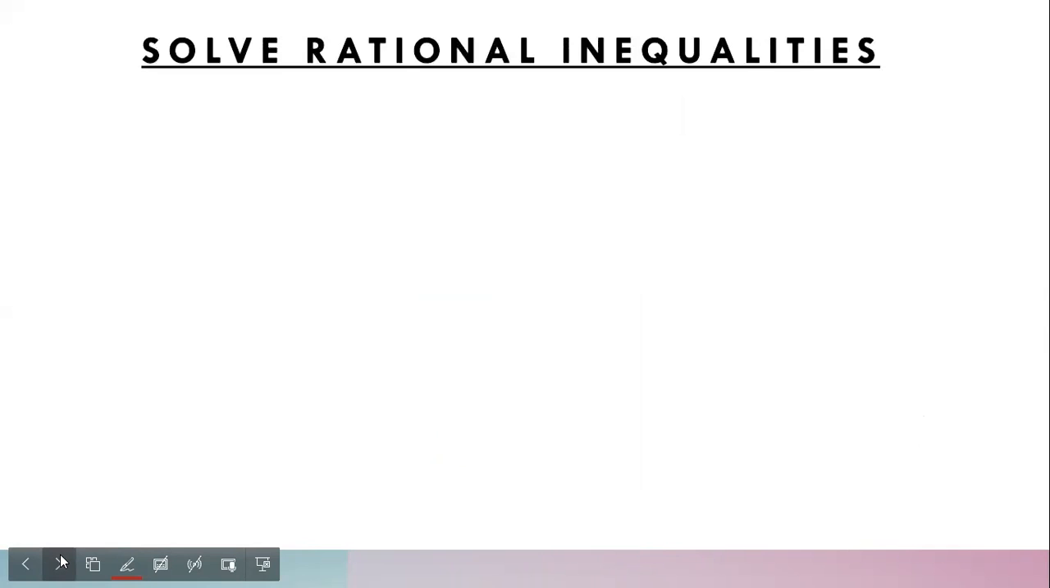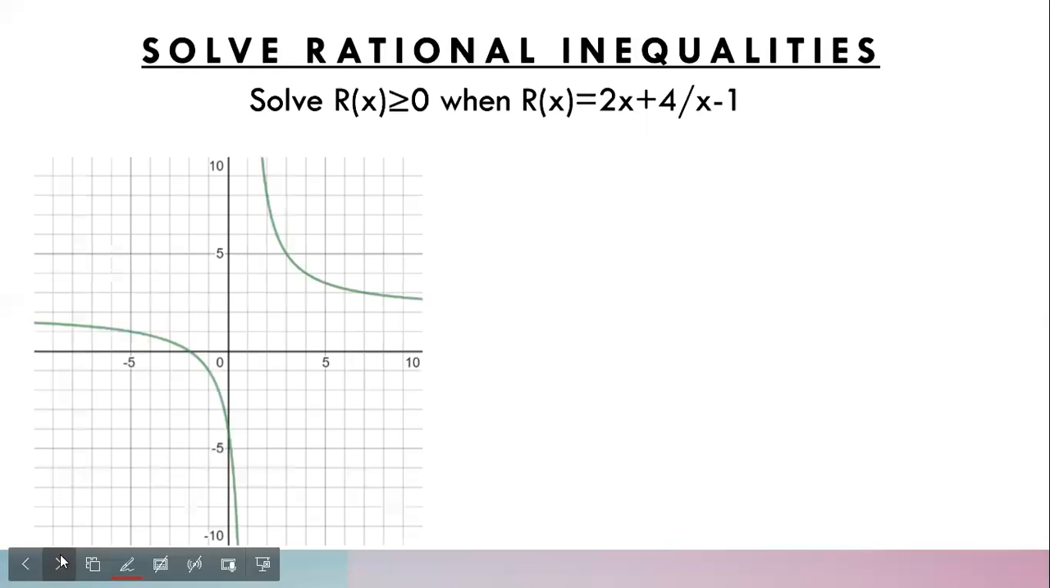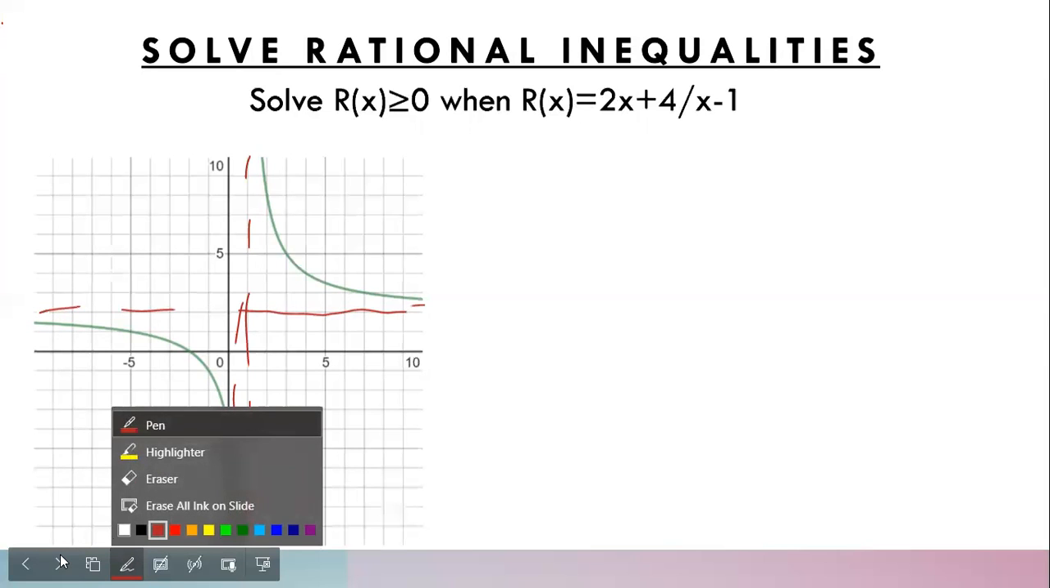And then finally, we have solving rational inequalities. So we're going to solve for when r of x is greater than 0, where r of x equals 2x plus 4 divided by x minus 1. So this is the inequality we're given, and when solved, we know that our asymptotes will be x equals 1, so here, sorry for the crooked line, and then y equals 2, so here. That should be broken up a little bit, but I digress.